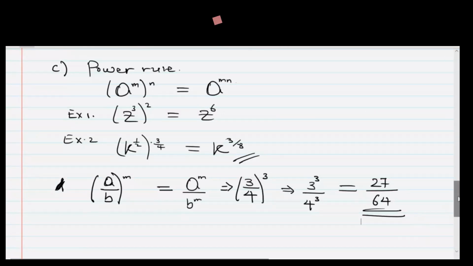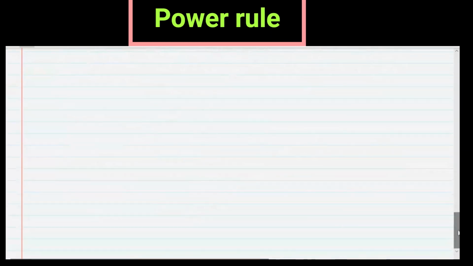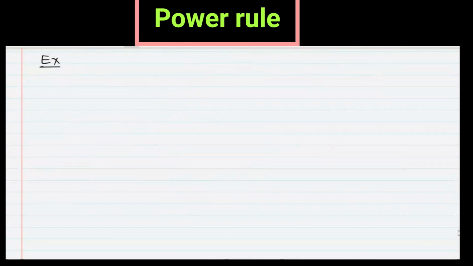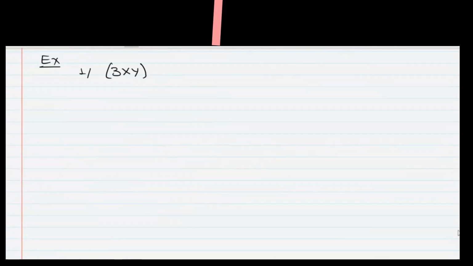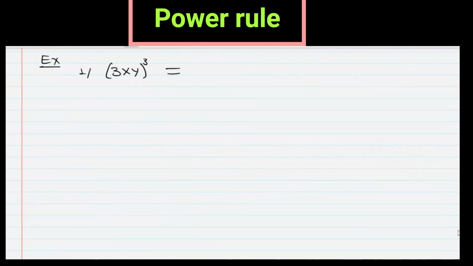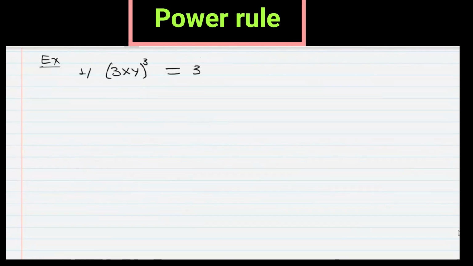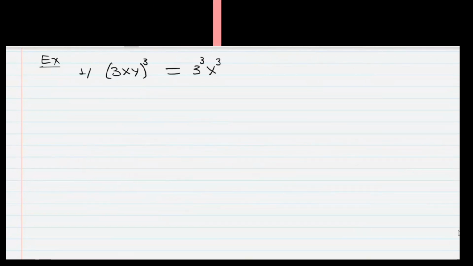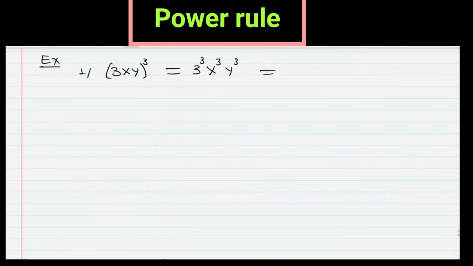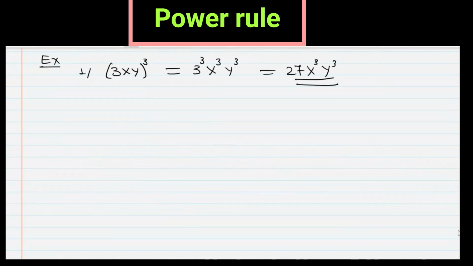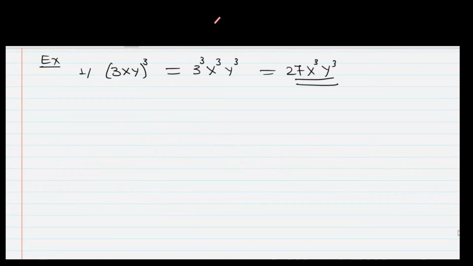Now let me give you more examples, just mixed examples. Let's say number one: 3xy, all cubed. What does that mean? The cube is applied to all of them inside the parentheses. In other words, it is 3 cubed times x cubed times y cubed. 3 cubed is 3 times 3 times 3, which is 27, then x cubed, y cubed. That will be your answer.